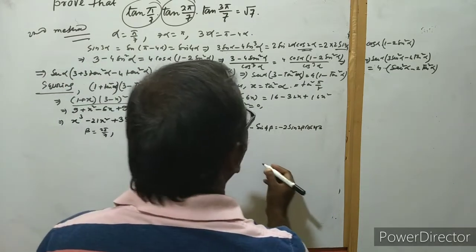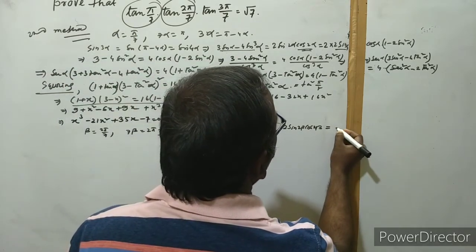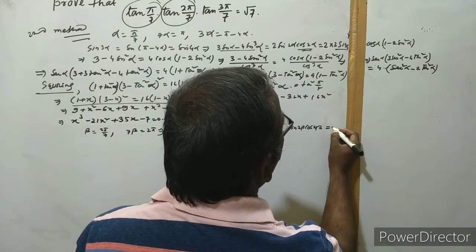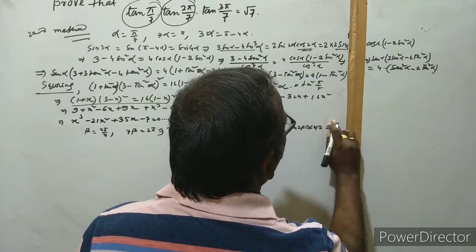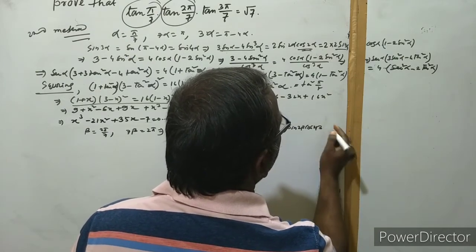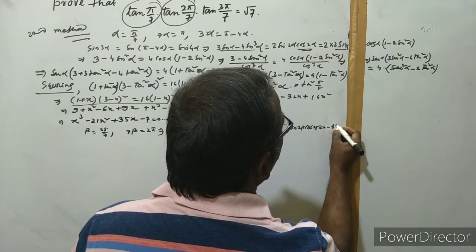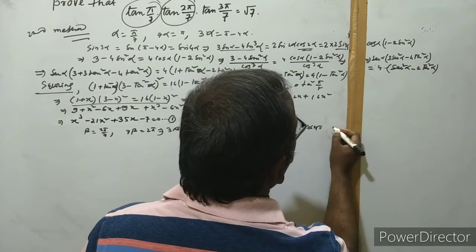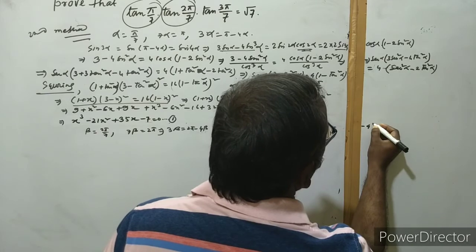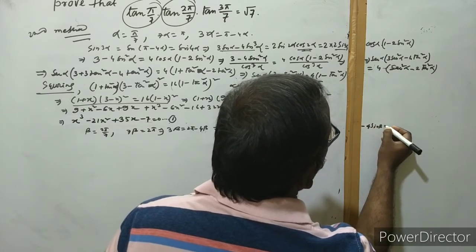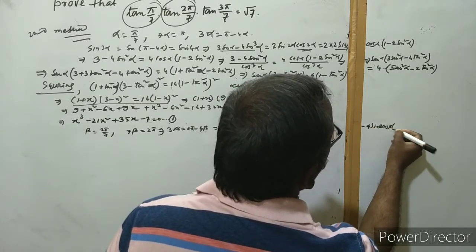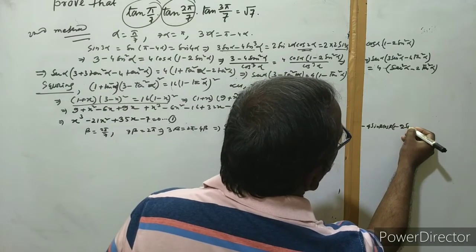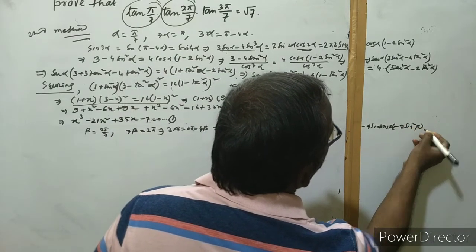Okay, so this is equal to minus 2, this is equal to minus 4 sine beta cos beta within the bracket cos 2 beta, means 1 minus 2 sine square beta.